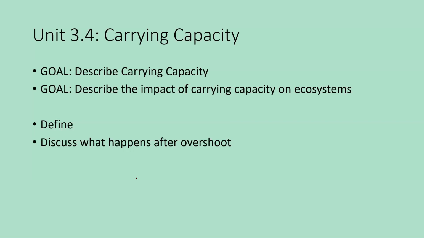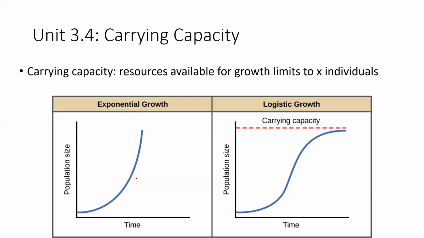All right, carrying capacity. We're just going to define this because all you need to do for this section, according to College Board, is describe carrying capacity and describe the impact of it on ecosystems. So we're going to define it and discuss what happens after we overshoot the carrying capacity. So here is carrying capacity, resources available for growth, limits to X number of individuals. In exponential growth, there's no limit. In logistic growth, we have the carrying capacity. We are limiting our population size to whatever this number would be.